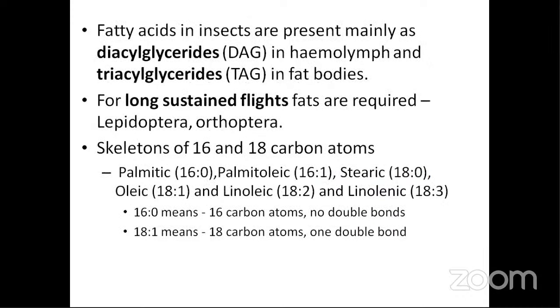And usually, the fatty acids in insects are mainly diacylglycerides, DAG, which will be present in the hemolymph, and triacylglycerides, which will be present in the fat bodies. In some books they mention them as diglycerides and triglycerides alone, so there is no difference between them. And as I told earlier, for long sustained flight, fat is an essential one. It is present in high amounts in Lepidopteran and Orthopteran groups, as these two only have long distance flights.